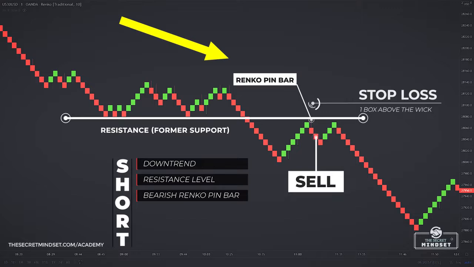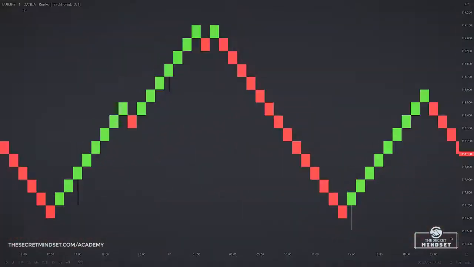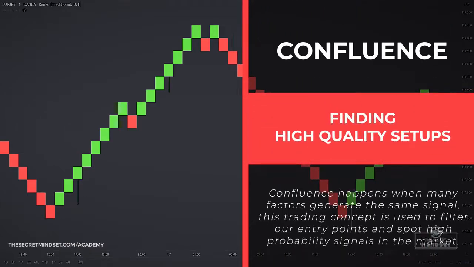When you have these three elements in the market, you just place your trade after the appearance of the Renko pin bar and your stop loss above the long tail. Your profit target would be the next support level in the case of a downtrend, or at least 2 times the risk level.